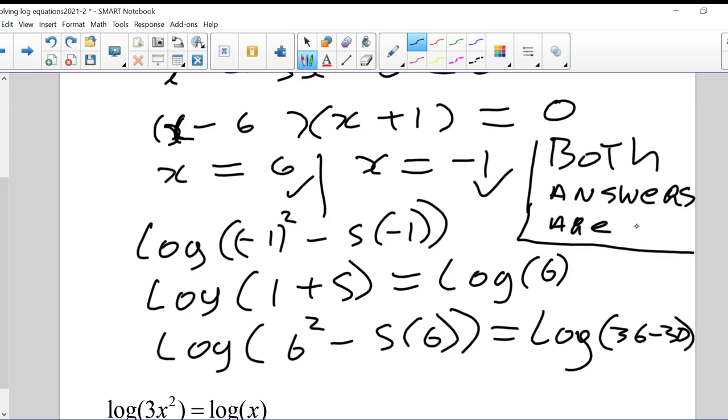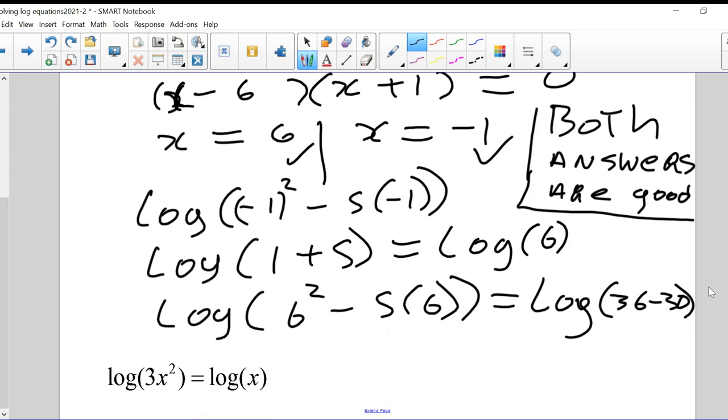Don't ever jump to the conclusion that a negative answer is automatically extraneous. You should always check your answer at the end, because it may be that the answers are both right, or they're both wrong. They could be both wrong, or just one of them is wrong and one is right. So just check your answer at the end.